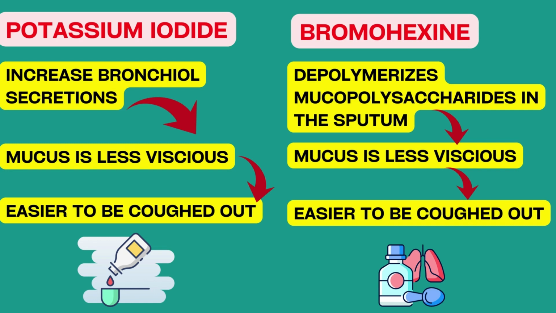In my hospital, we always use bromhexine to relieve productive cough. Potassium iodide, on the other hand, acts to increase the bronchial secretions and makes the secretions voluminous and easily coughed out. However, you cannot use potassium iodide in pregnancy. Comment below if you know the reason why potassium iodide is contraindicated in pregnancy.